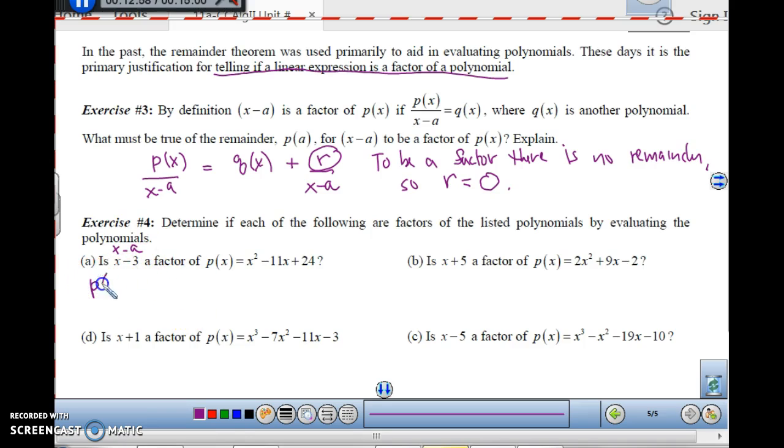So if I take p of 3 and plug it in, I get 3 squared minus 11 times 3 plus 24. So when you plug in 3, it does equal 0. So that means x minus 3 is a factor.